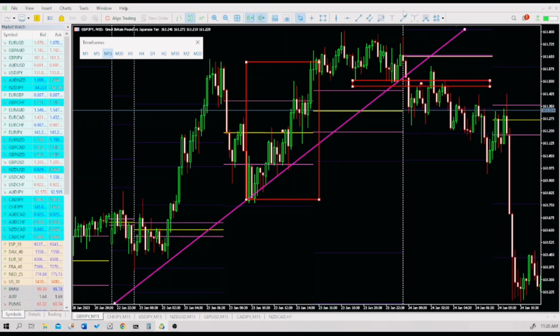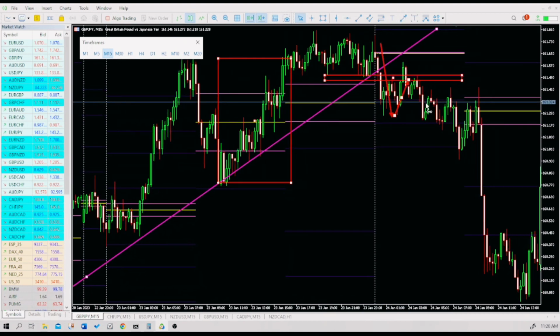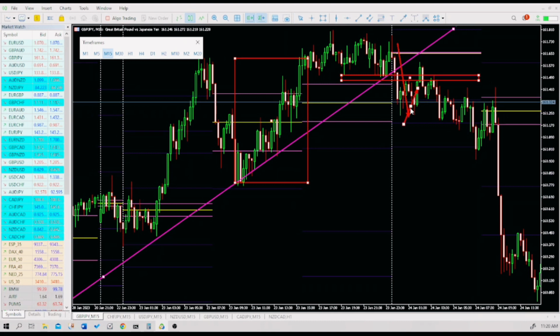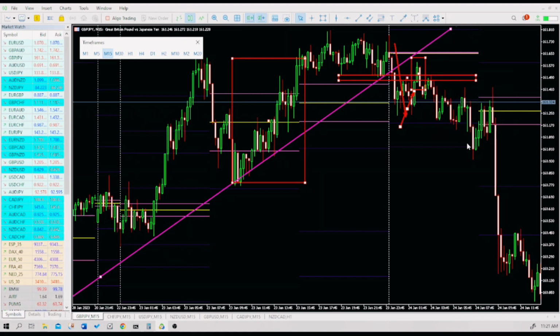Can you see the market broke the structure? After the market broke the structure, it reversed and made a bearish engulfing pattern. Guys, can you see the bearish engulfing pattern here? That's a bearish engulfing pattern. And then the market dropped.